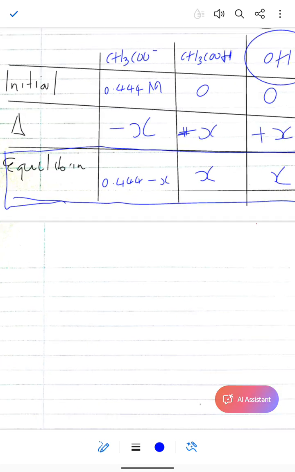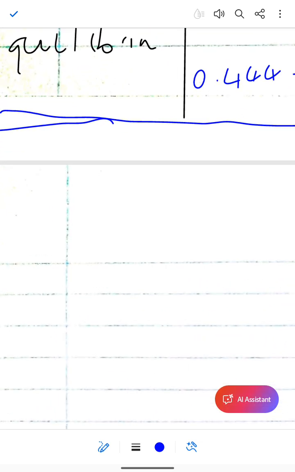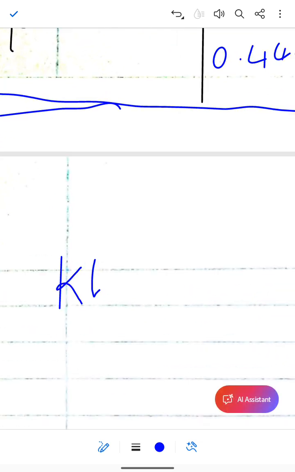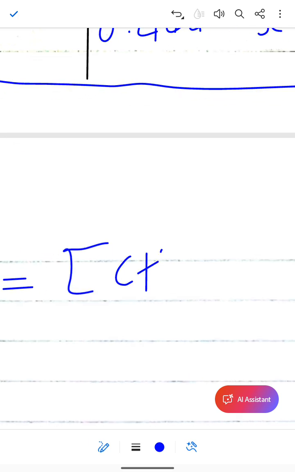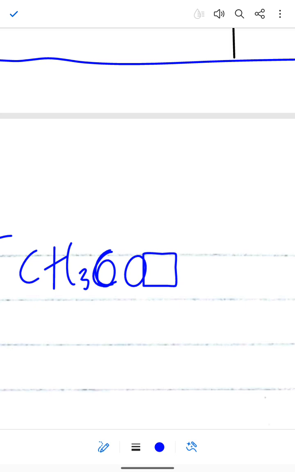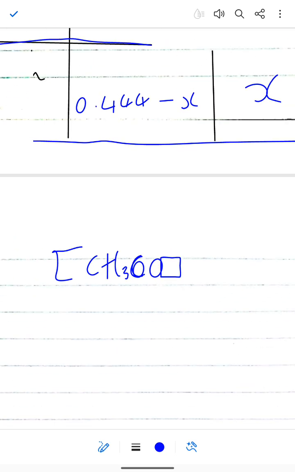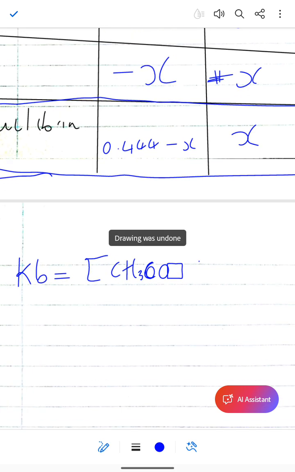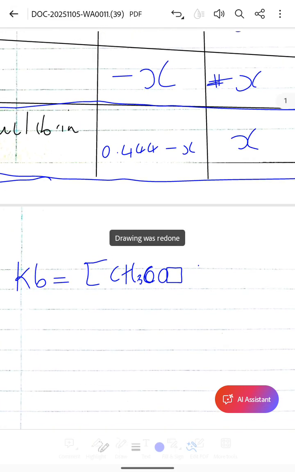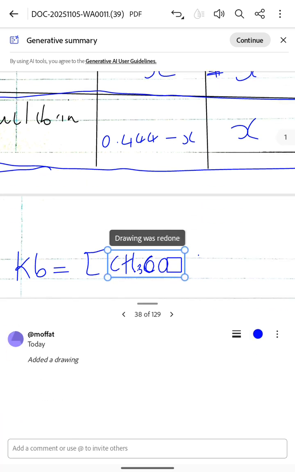So that means I can simply write Kb, my Kb is simply, oh no, my Kb, let me wipe this down. I don't know why it's misbehaving.